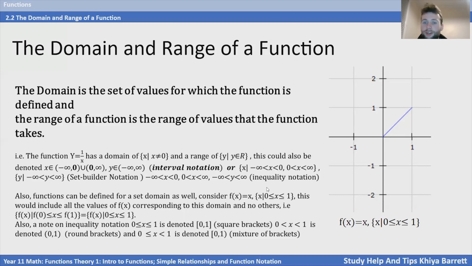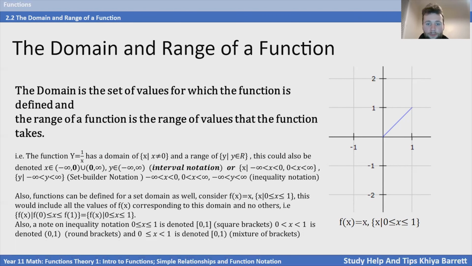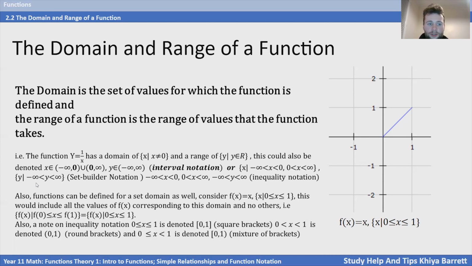There's also the inequality notation, and that's these arrows here. The inequality notation uses the arrows. So this is saying less than or equal to, and this here is less than. But the set builder notation uses these curly brackets as well. Really, it's just if you're trying to define a set, which you're not really going to be doing until much later in your studies, you want to use these values.